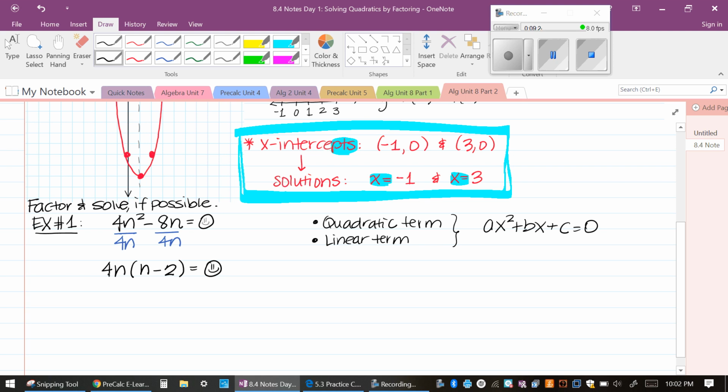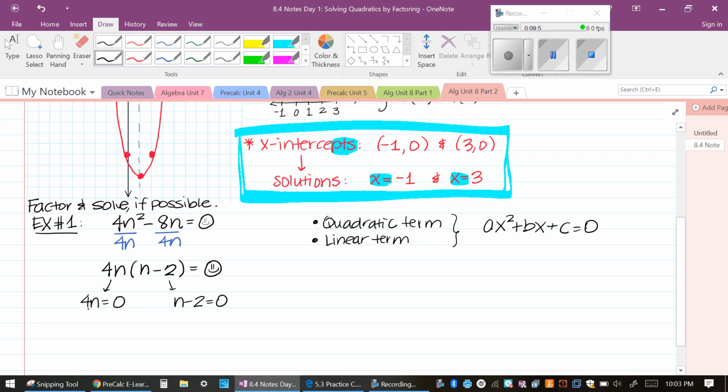Now, that's what we did in Chapter 7. We factored. But we're solving now. So we need to set every linear factor equal to 0. Pretty much meaning any piece that has a variable to the first power needs to be set equal to 0. So I'm going to set this equal to 0, and I'm going to set this equal to 0. And I'm going to solve.